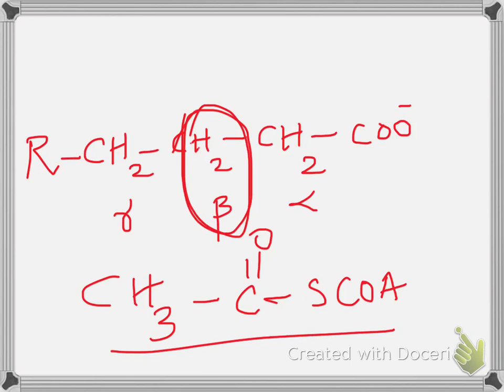So in the beta oxidation, the 2-carbon compound acetyl-CoA is released. So beta oxidation is defined as the oxidation of the fatty acids at the beta carbon with the sequential removal of the 2-carbon compound acetyl-CoA. The fatty acids in our body are mostly oxidized by the beta oxidation.